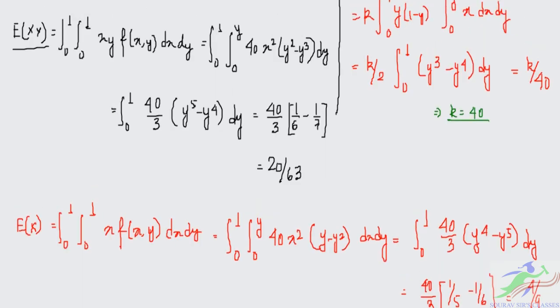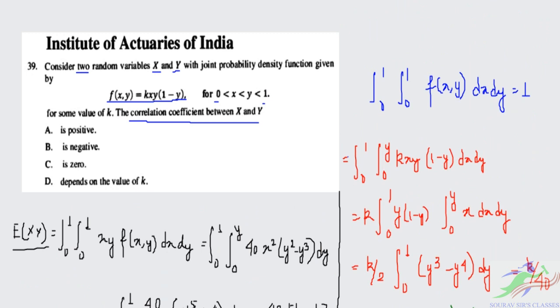Now check with the options. We have already defined what the correlation coefficient is, so it is positive, so the correct option is 39A. Okay, so now we will just move to the last question of the statistics part, question number 40.